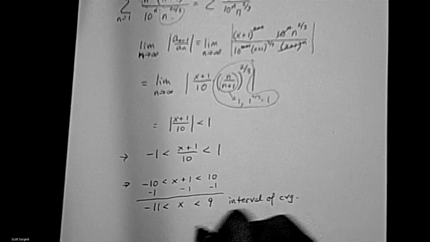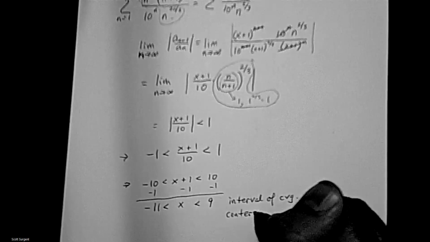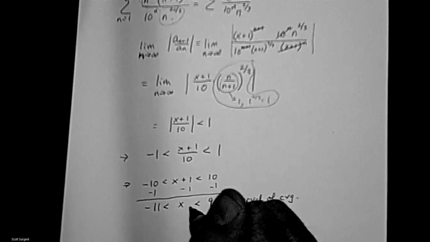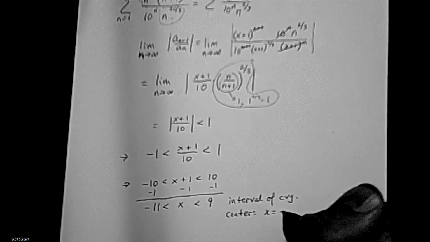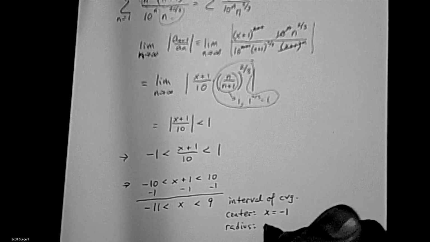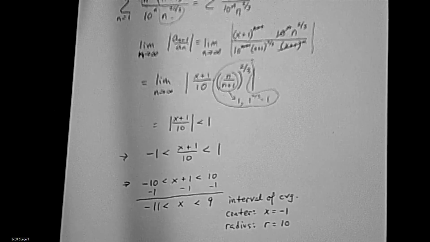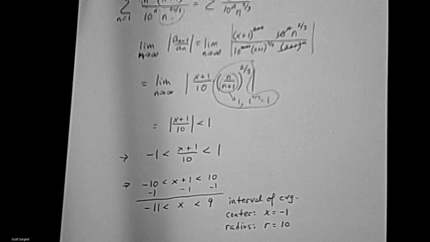Now the radius of convergence, so the center is just the average of the two values. The center would be -1, and the radius would still be 10, because you have to go 10 each way to get to the endpoints. And I think that's what the question wanted. Let me see. Yeah. All right. We're good.